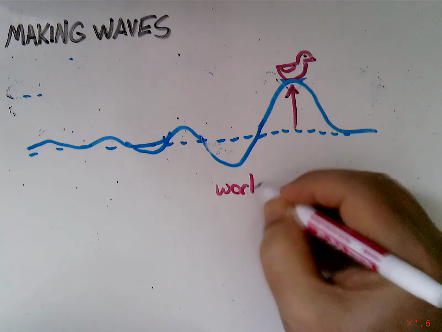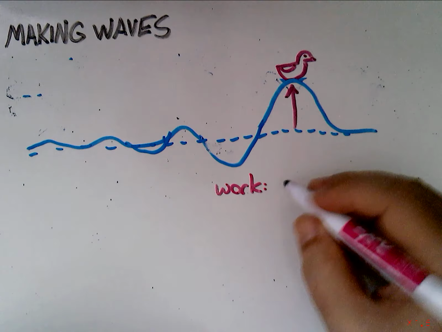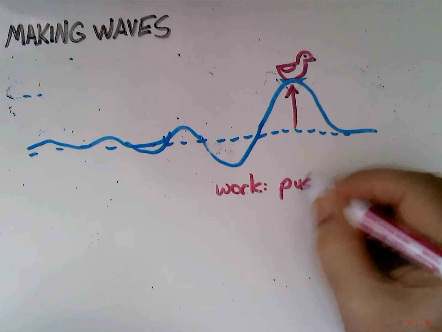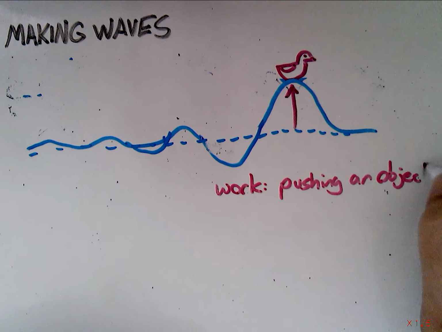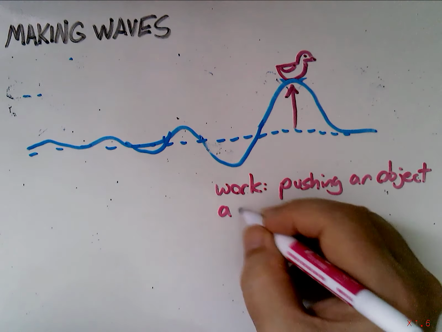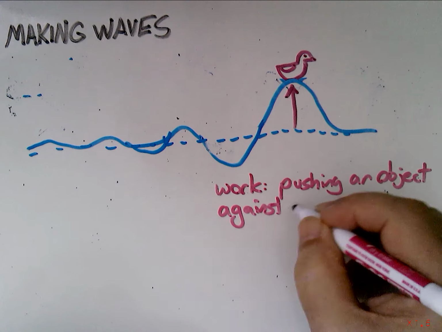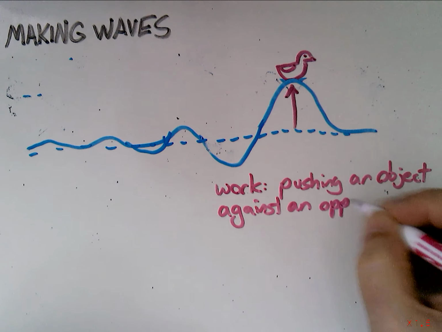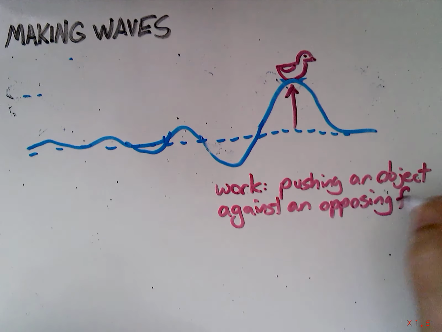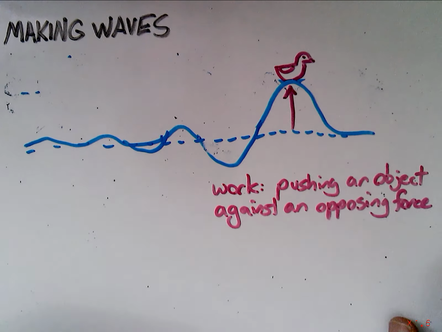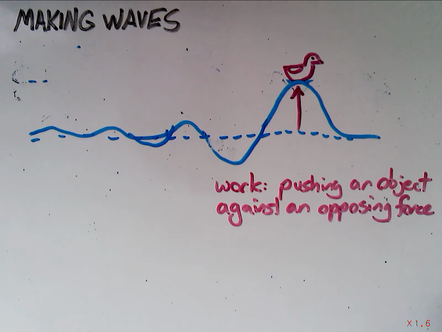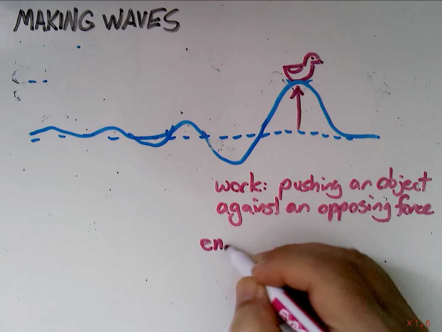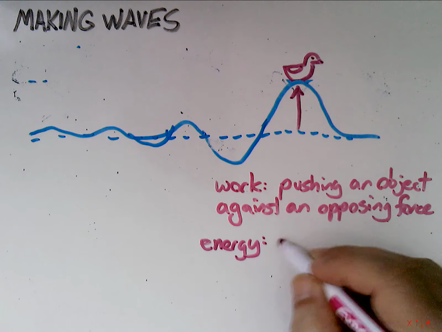Work is being done. And what is work anyway? It is pushing an object, in this case the duck, against an opposing force. So you're doing some work. Where did the work come from? How do you do the work? Well, you need to expend some energy. Energy is the ability to do work.